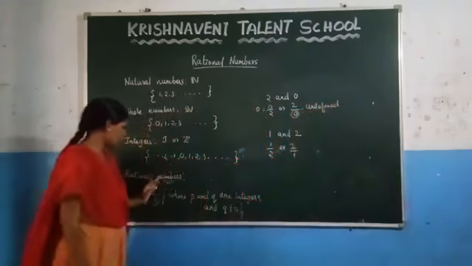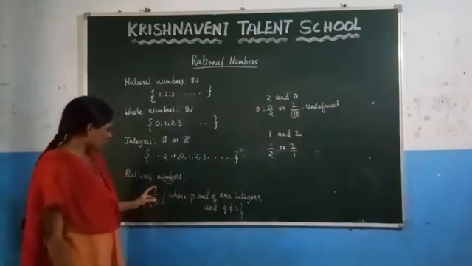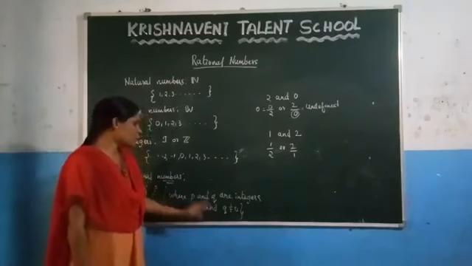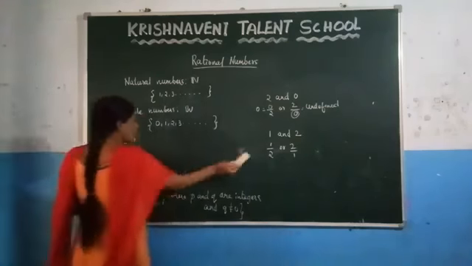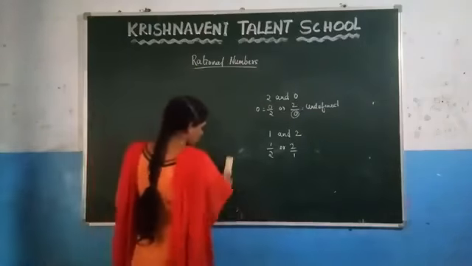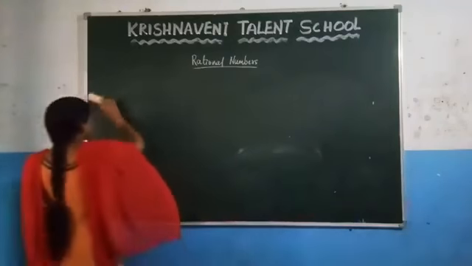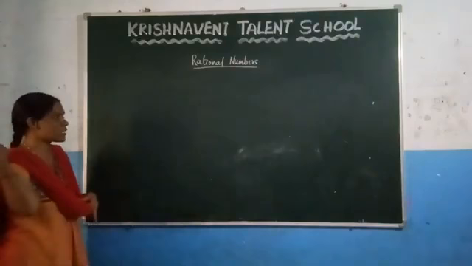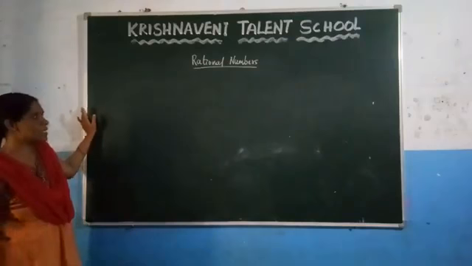So in defining the rational numbers, you have to consider two integers, and if you write those integers in the form of a fraction and the denominator is not equal to 0, those numbers we call rational numbers. So what are rational numbers? If you consider any two integers, write those integers in the form of a fraction, and the denominator is not equal to 0, those numbers we call rational numbers.